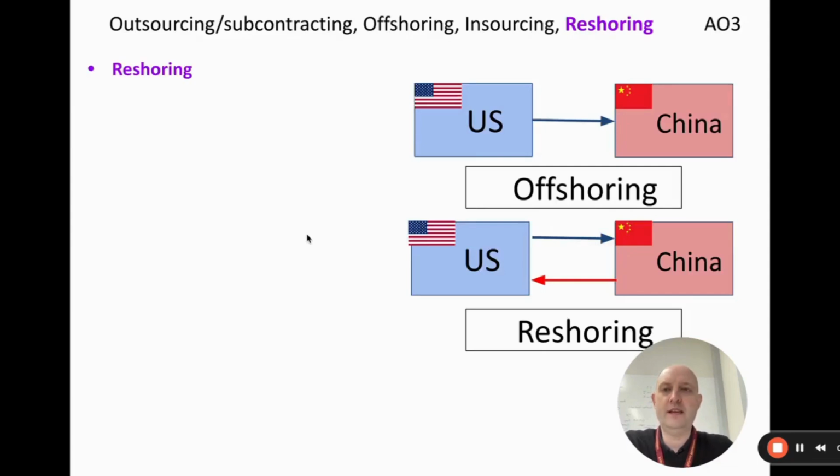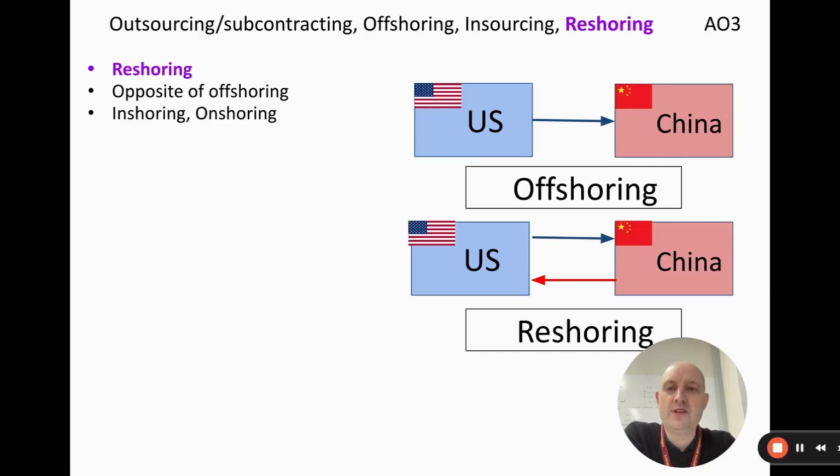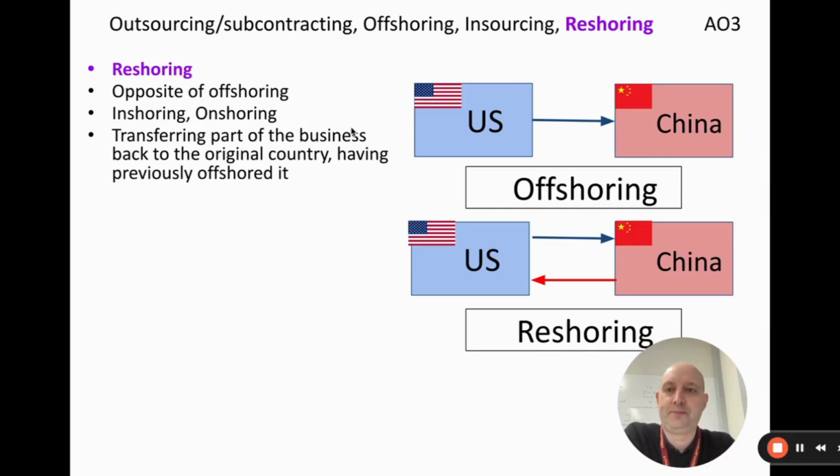So first thing to look at is reshoring. In the first video we looked at offshoring, and this is when a business moves parts of its business to another country. Let's use an example here: a US business moves part of its production to China. Historically, over the last few years, that's what's happened. Reshoring would be the opposite of offshoring. In some textbooks, this is also called inshoring or onshoring. The IB syllabus calls it reshoring, so that's the term we're going to use in this video.